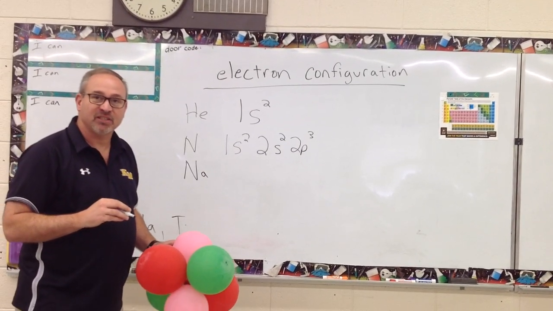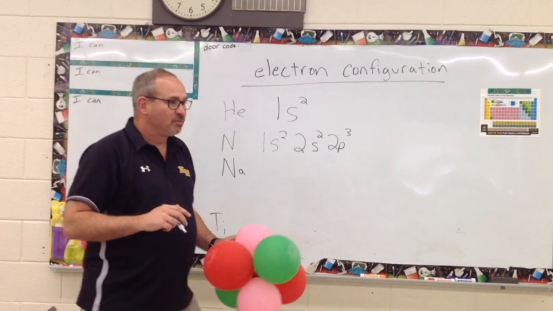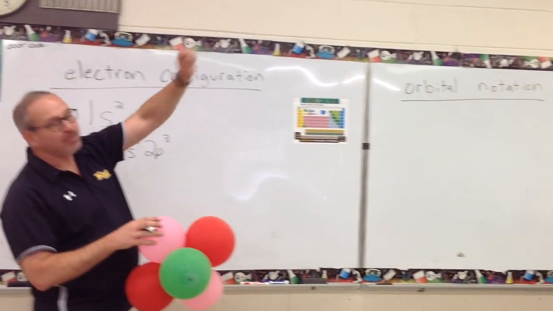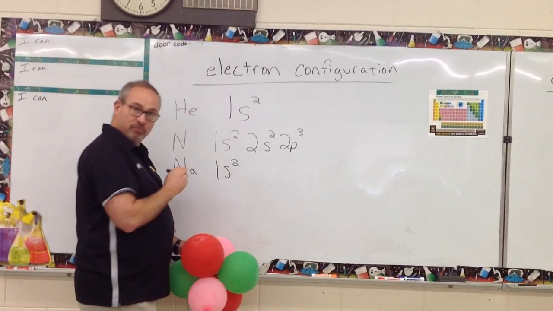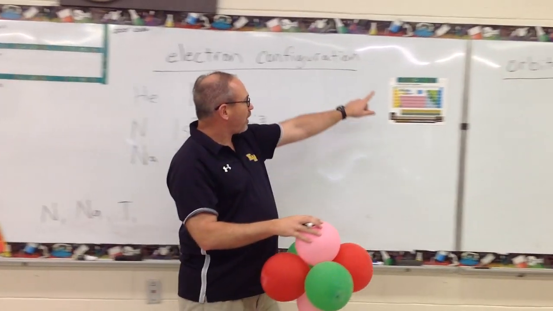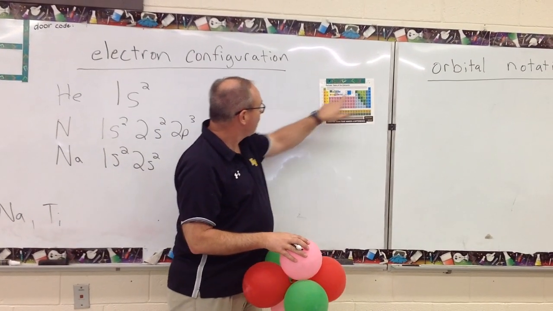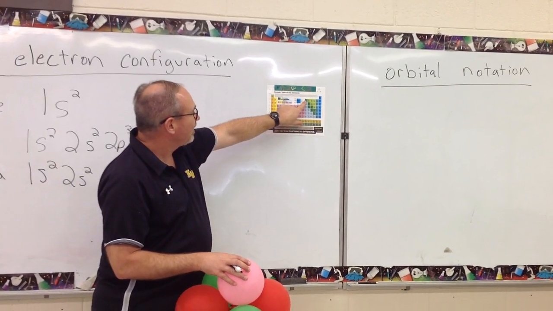Sodium. This is element number 11. So again, we've got to start where? Typewriters always start at the top. So we're going to go at the very top, 1s2, 2s2, and if you're following the periodic table, you're just going 1s2, 2s2. Then we're over here.